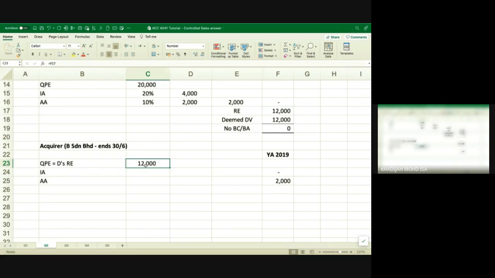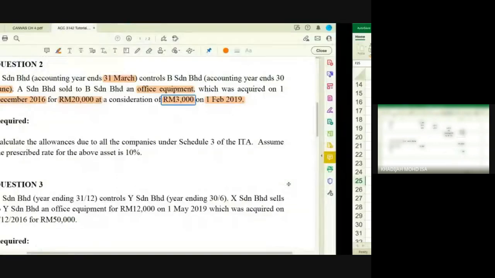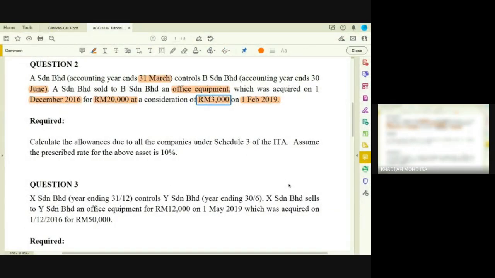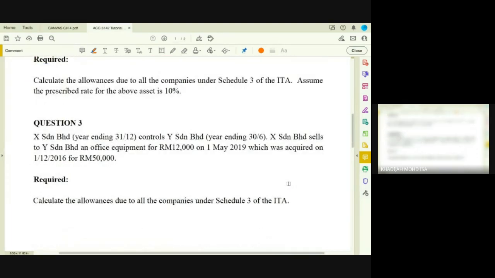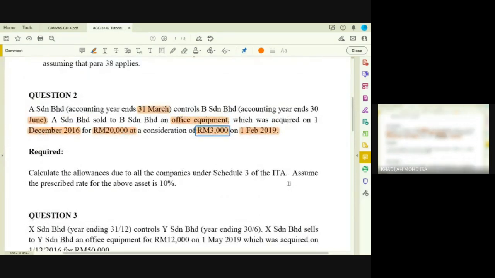Based on the disposal RE, that 12,000, you will continue to claim based on the 2,000 annual allowance of the disposer. So you pay only 3,000, but you can claim allowance up to 12,000 for the respective years of assessment. So again, in this case, it's good for the acquirer because he can claim a lot more as compared to A Sdn Bhd, the disposer. Any question for question number 2?